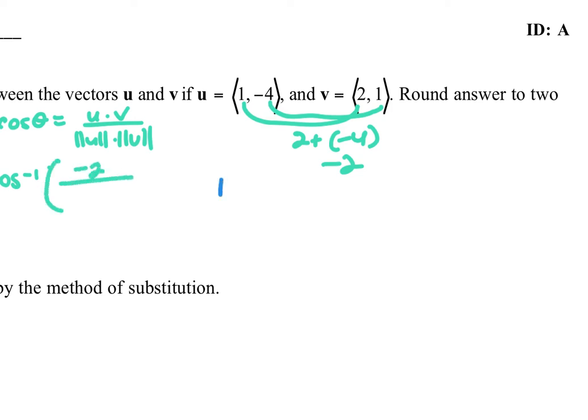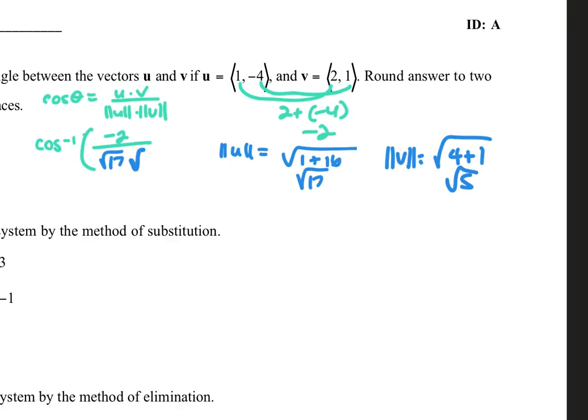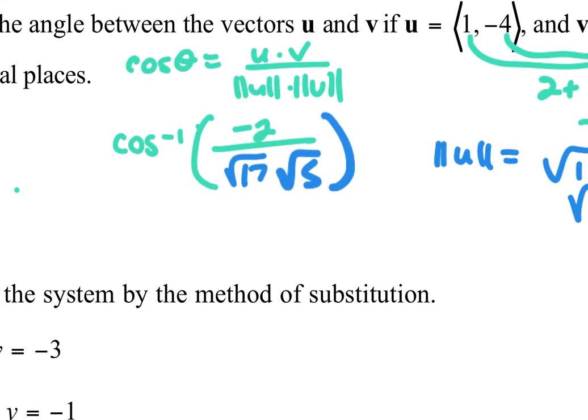And then the magnitude of u is the square root of 1 plus -4 squared, which is 16, so that's square root 17. And then the magnitude of v is the square root of 2 squared, which is 4, plus 1 squared, which is 1, and that's square root 5. So when I type that in the calculator, I can actually keep the denominator all together. So I would do second cosine of -2 divided by square root, and put 17 times 5 underneath that square root. And I get theta is 102.528, or 0.53 degrees.